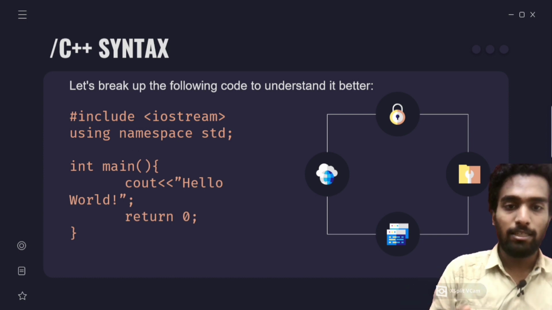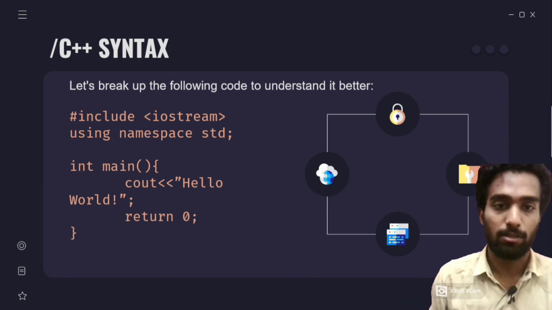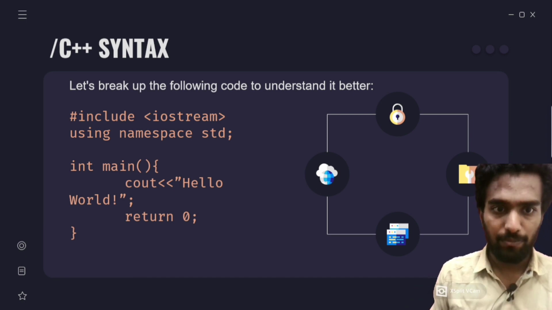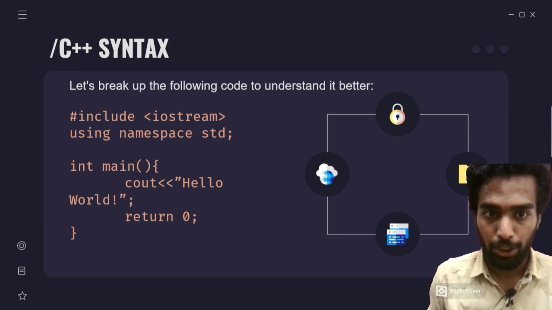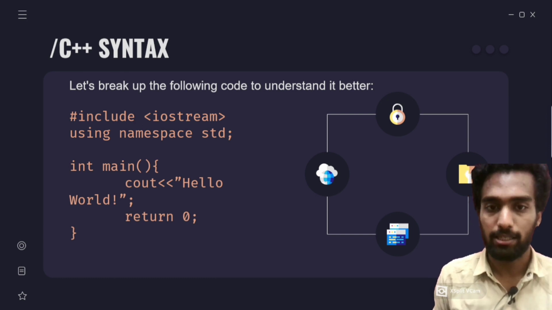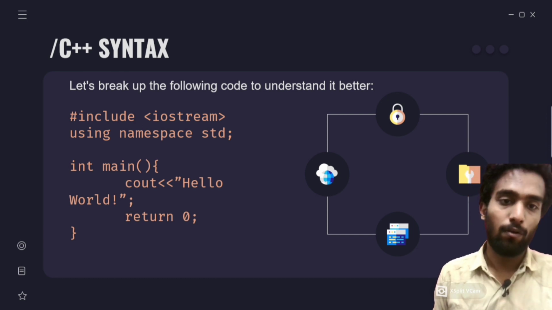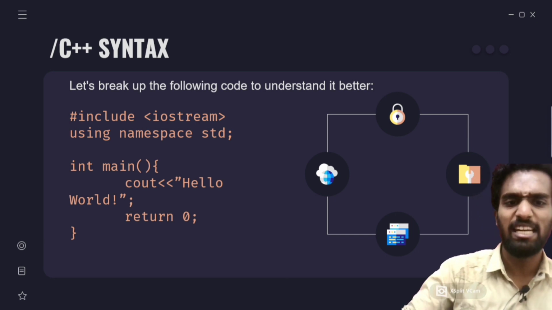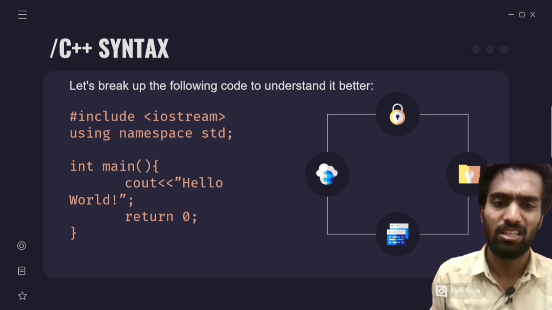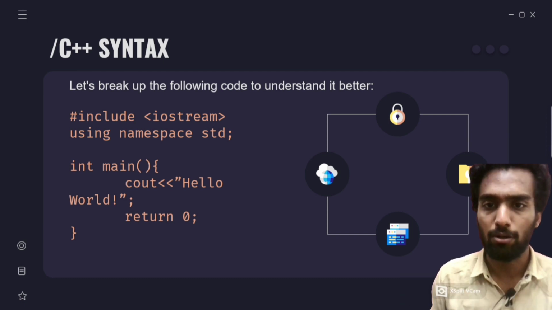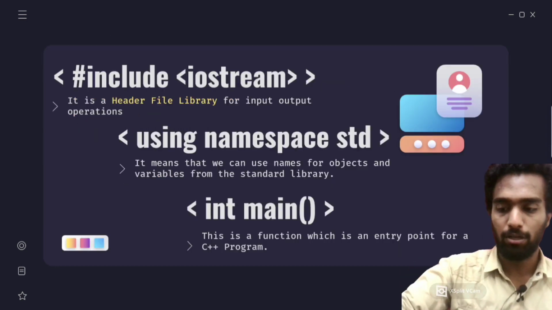Now let's know the basic syntax of C++. The basic syntax I have written here: hash include iostream, using namespace std, int main, cout hello world, and return 0. This is the basic syntax. Now you will ask what is the meaning of hash include iostream, using namespace std, int main, cout hello world, return 0, these brackets, what is the use of these? So let's break up the following code to understand it better. Okay, let's break it up.